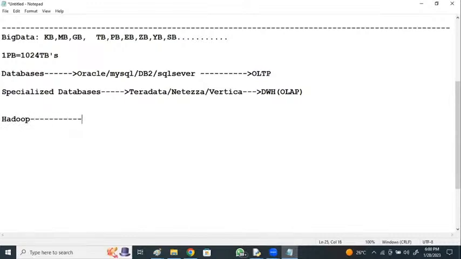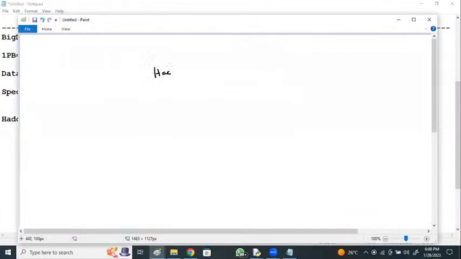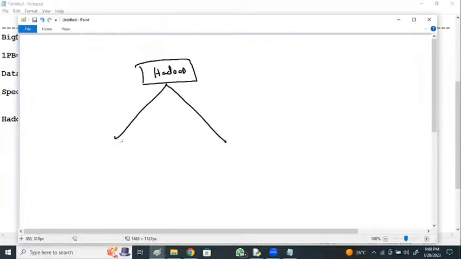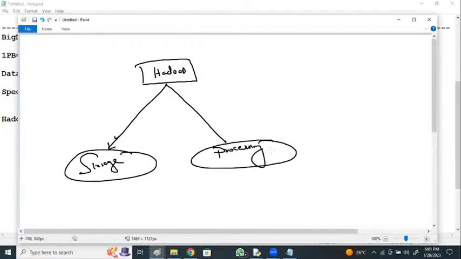Hadoop is meant for two things. Hadoop provides two services: storage and processing. It performs two things: storage and processing. Storage plus processing, right?